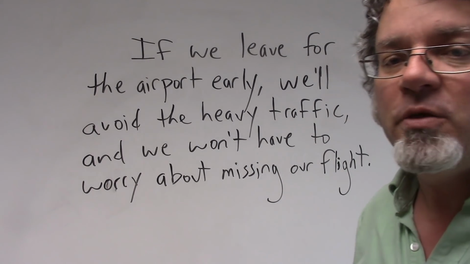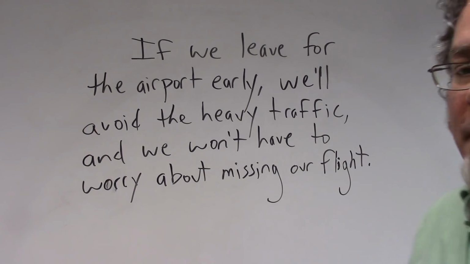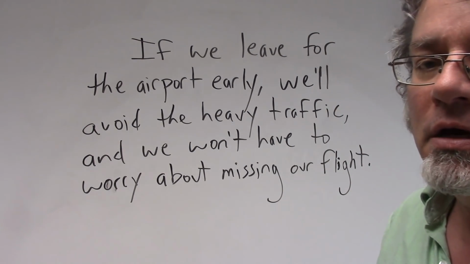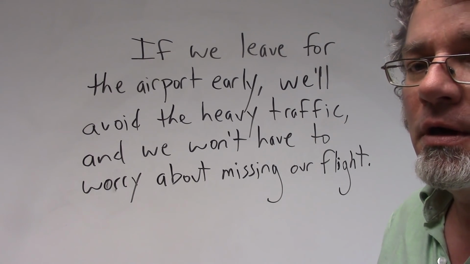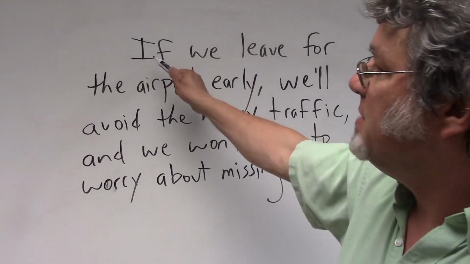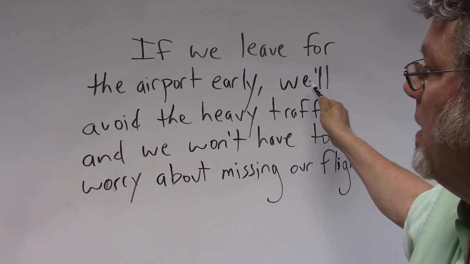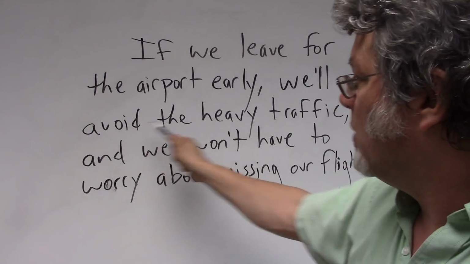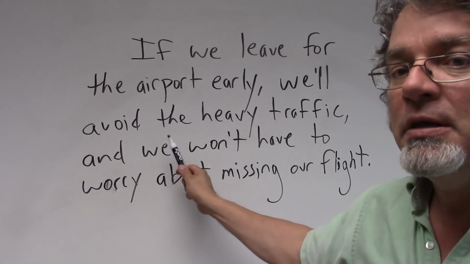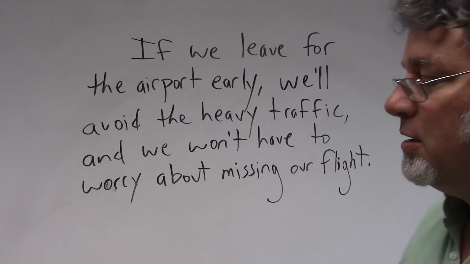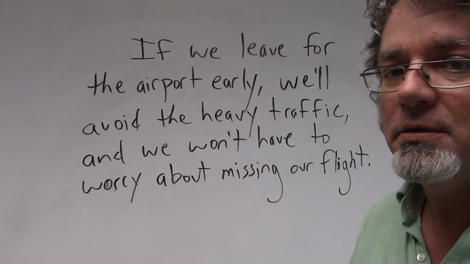If we leave for the airport early, we'll avoid the heavy traffic, and we won't have to worry about missing our flight. So this sentence begins with a dependent clause starting with if, then an independent clause, we'll avoid the heavy traffic, comma, and then there's a conjunction. The next independent clause is we won't have to worry about missing our flight.